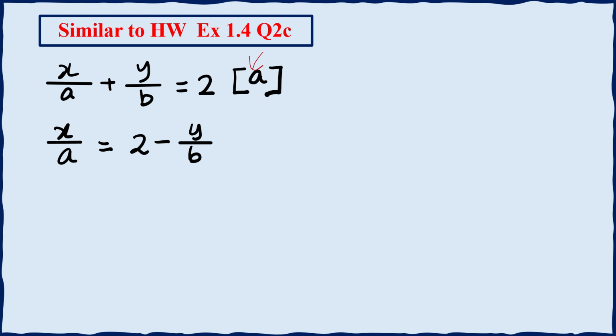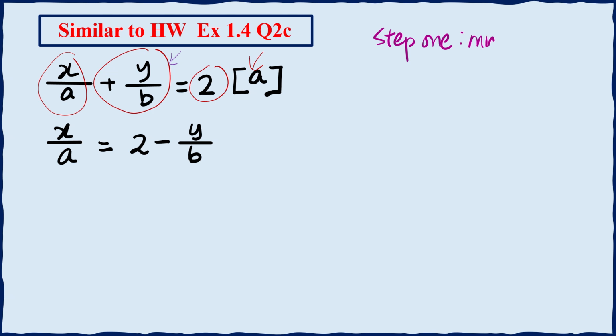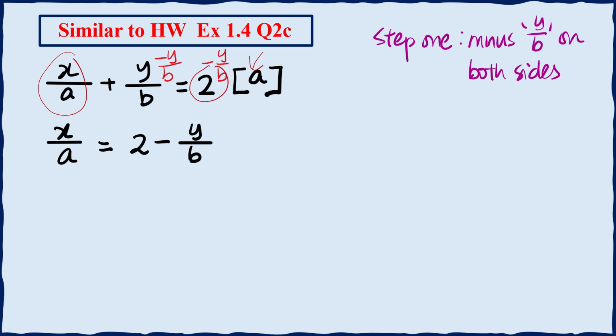Right, so there are 3 terms there: 1, 2, 3. To eliminate a, we need to get rid of y over b first. And since the operation in front of y over b is positive, we always do the opposite action. So we subtract y over b on both sides. And that explains why we have x over a equals 2 minus y over b.